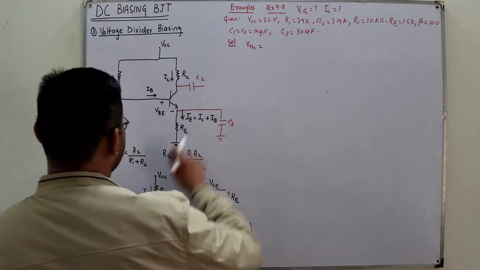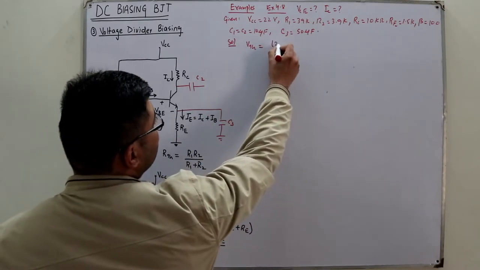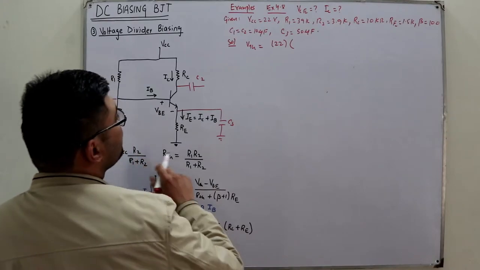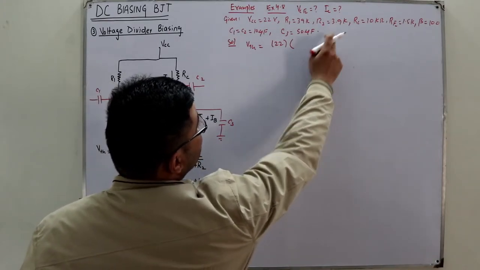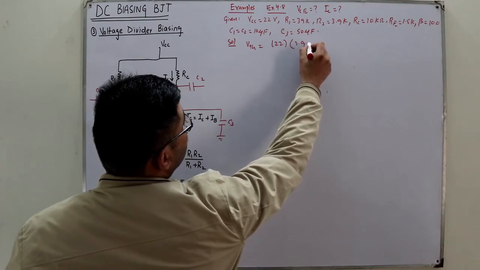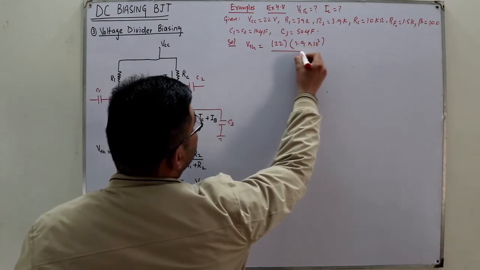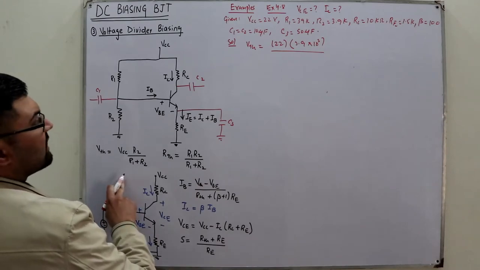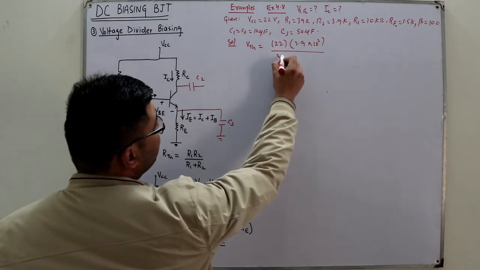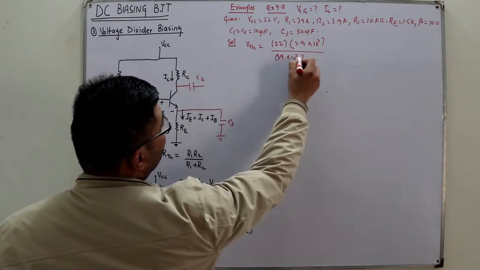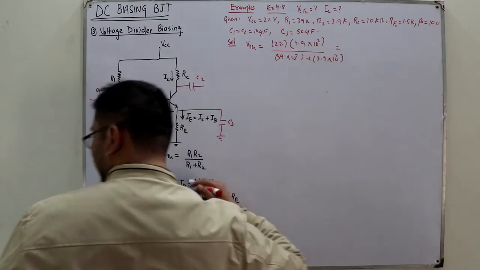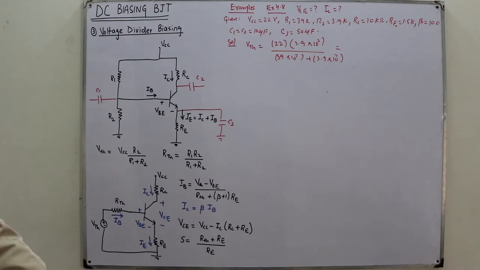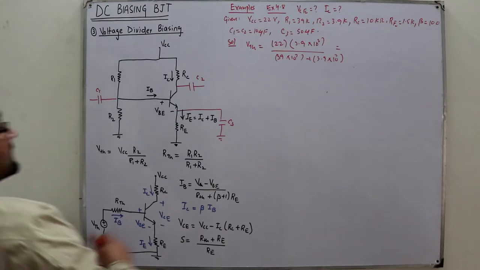VThevenin would come out to be VCC, which is 22, into R2, which is 3.9 kilo ohms, divided by R1 plus R2, 39 kilo plus 3.9 kilo. VThevenin comes out to be 2 volts.